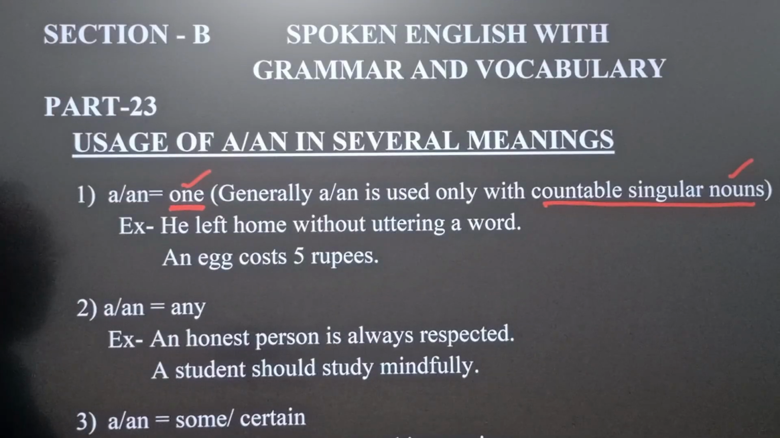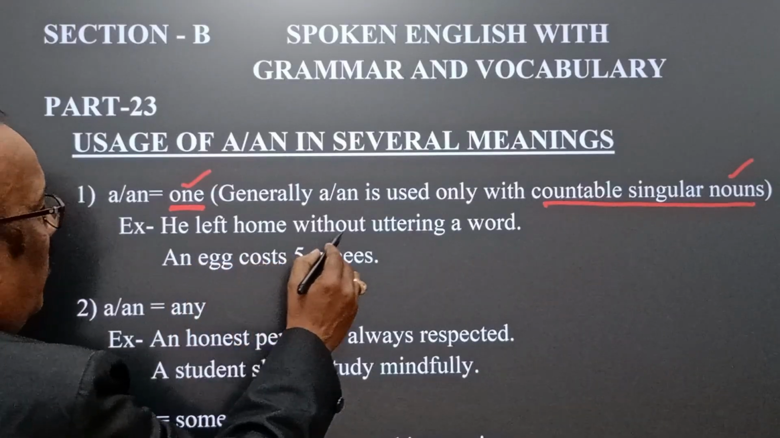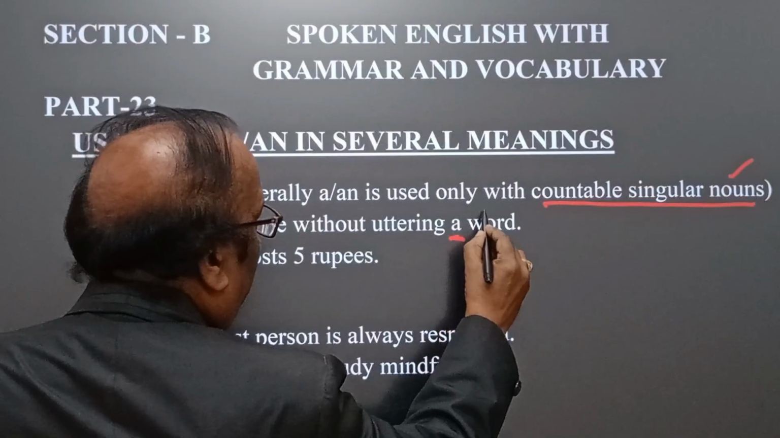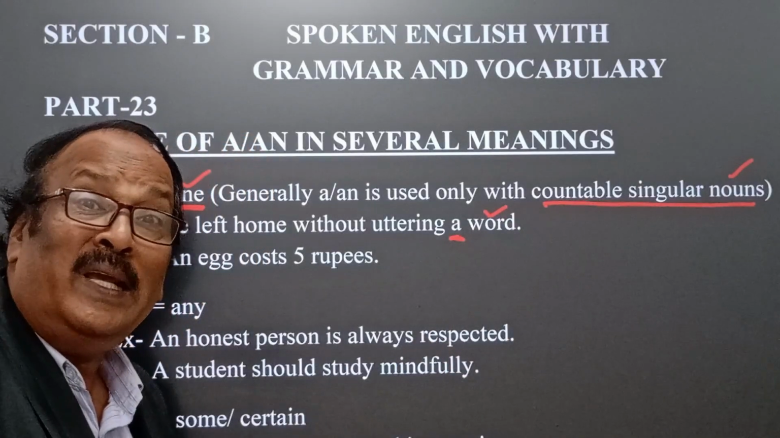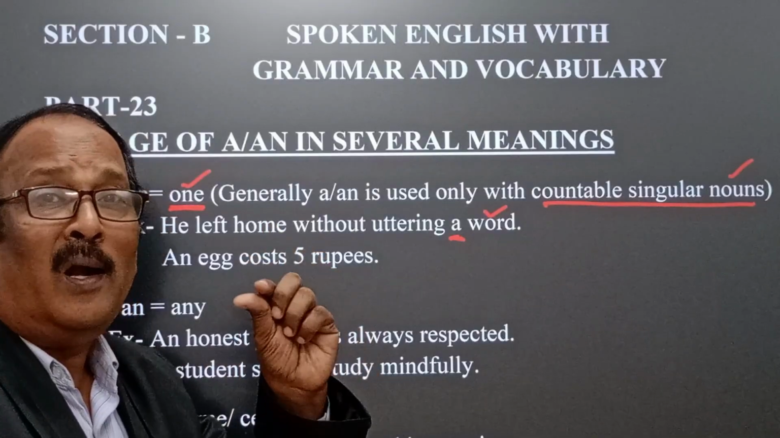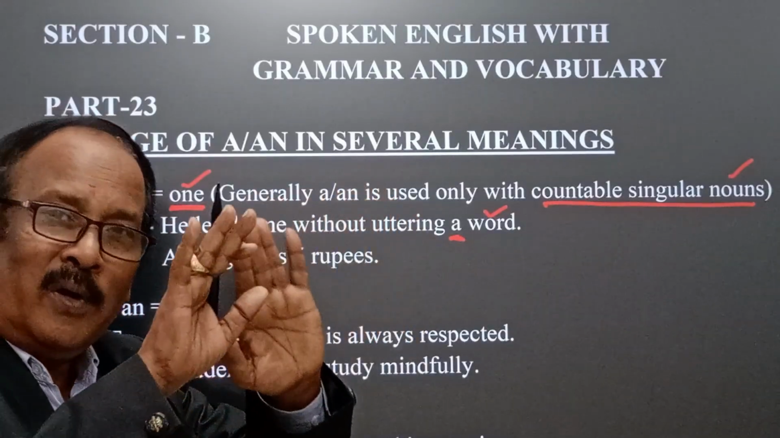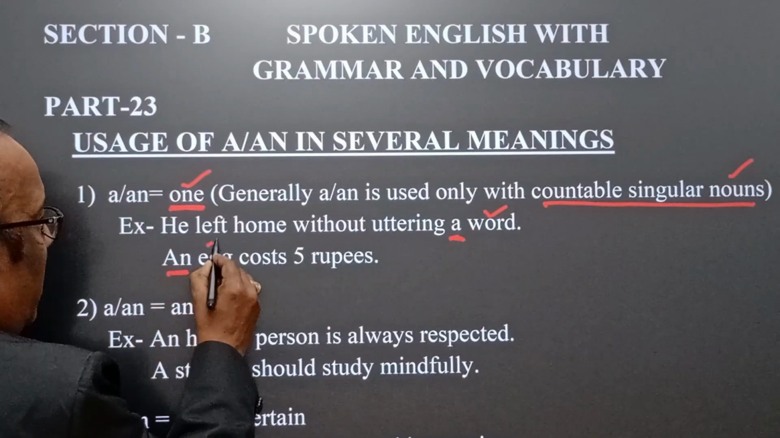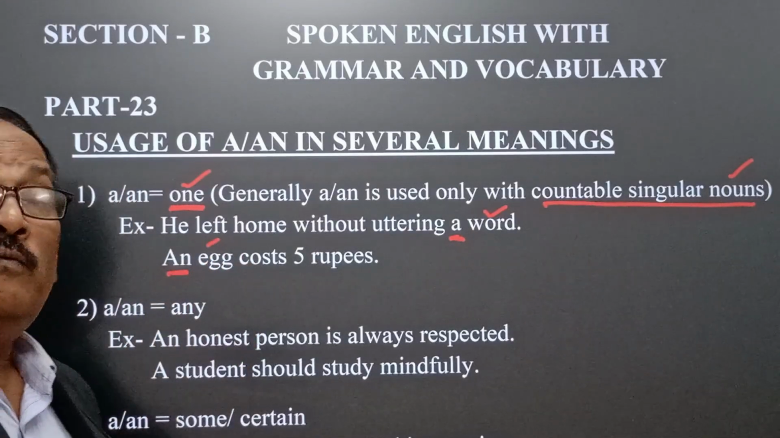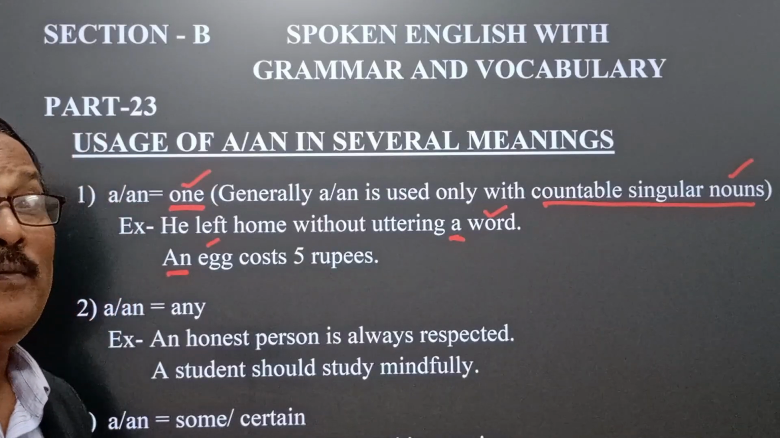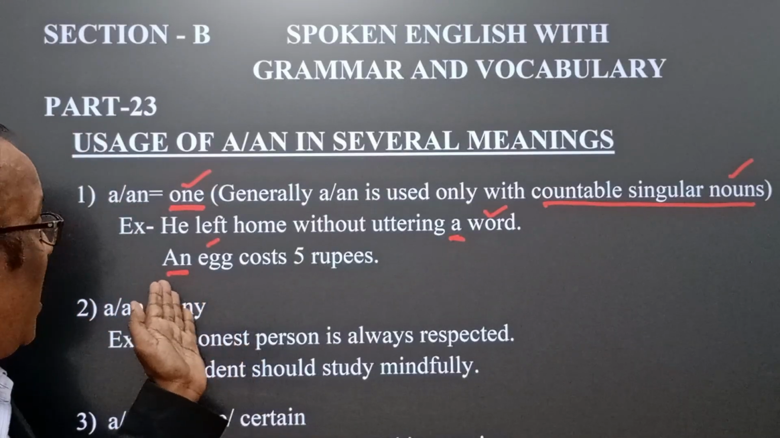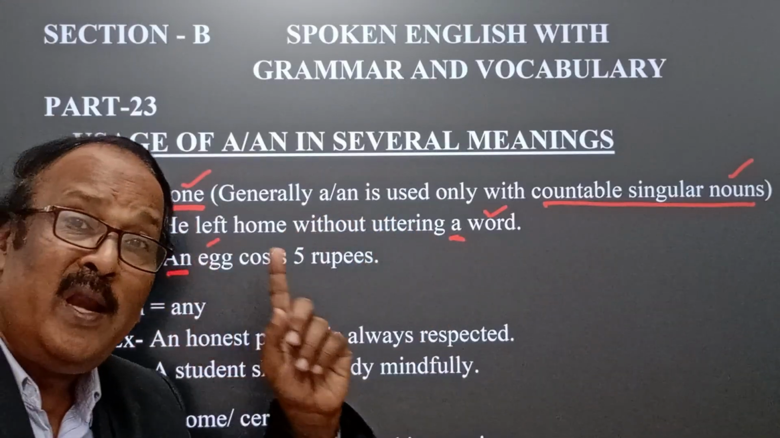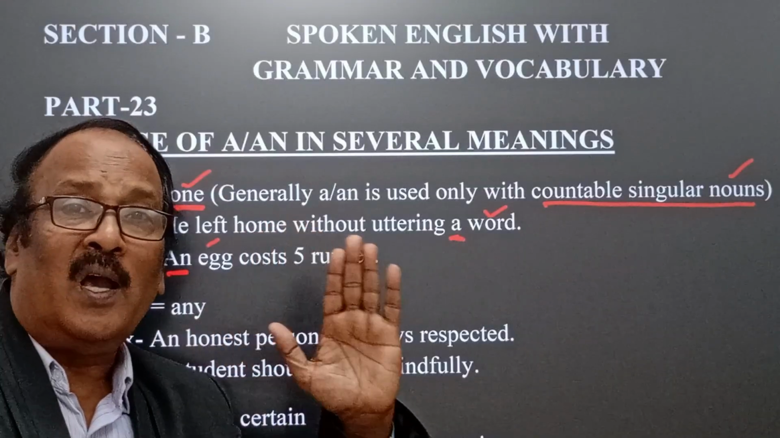Now come here, we find: he left home without uttering a word. Example, without uttering a word. You see, without uttering a single word or one word, he left home. Now next, an egg. You see here, an egg costs 5 rupees. This is the rate. It means one egg costs 5 rupees.